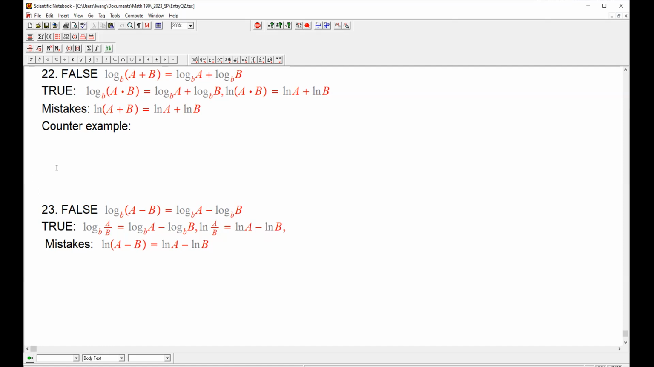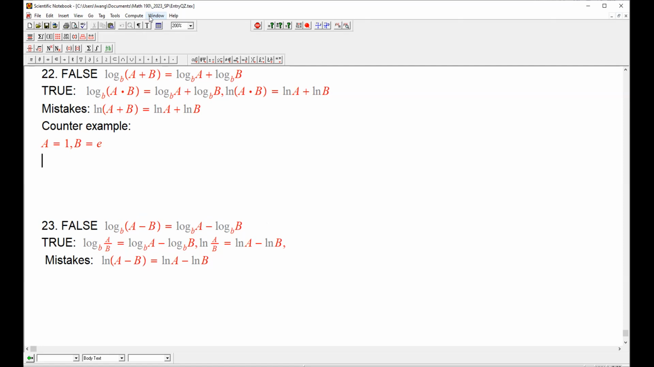So let's work on the counterexample. I'm going to choose A equals 1, B equals E. And what's on the right-hand side? This is 1, this is E. What would that be? ln 1 is 0, ln E is 1, so that equals 1 on the right-hand side. What's on the left-hand side?